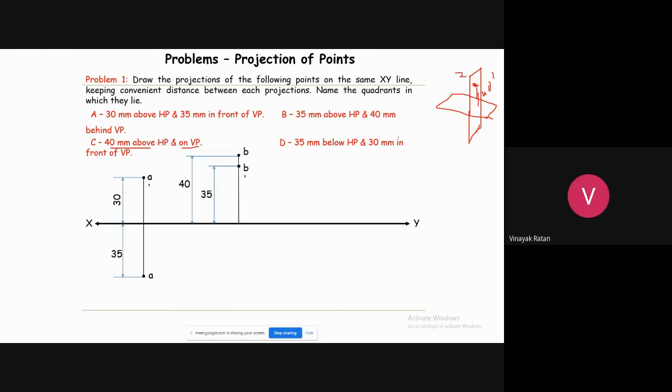Now how do you draw the views? Where is the front view? Is it above the XY line? At what distance? You can see here. The front view is above the XY line at a distance of 40 mm. Now where is your top view? When you see it from the top, where will this fall? This top view will fall on your reference line XY. That is drawn here, point C. C dash and C, front view and top view. This is your projection of point C. This is how it is done.